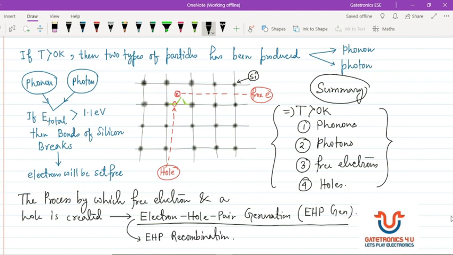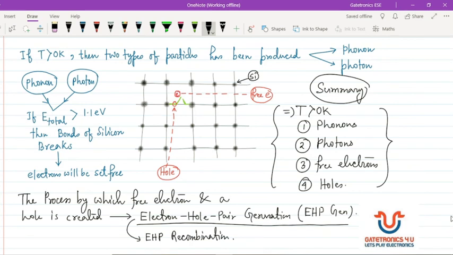And what is this EHP recombination? The free electron which has been created due to the interaction of phonon and photons has some energy due to thermal agitation, because it has been created due to thermal agitation. And during the movement of the free electron, as we know the free electron can move freely inside the crystal, the free electron can encounter any one of the holes inside the semiconductor and reside on the hole. So an electron and hole have been recombined, and that is called electron hole pair recombination.